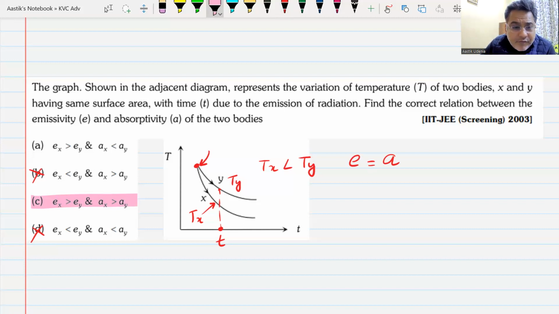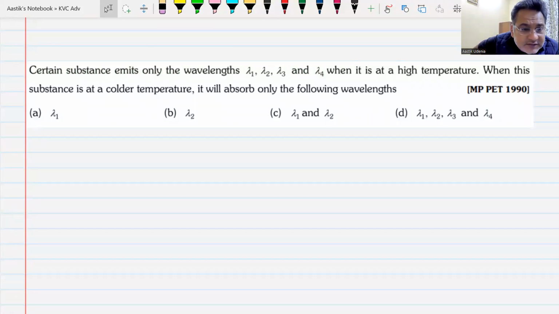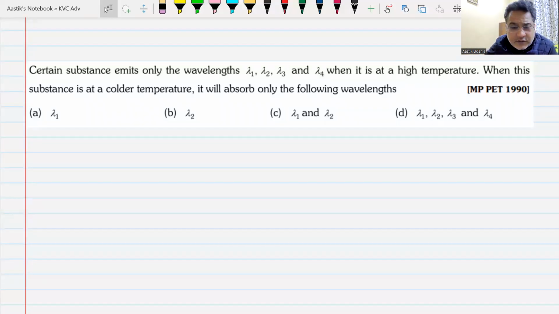Have you noted it down? Yes, sir. Then there is one more question coming for you. A certain substance emits only wavelengths lambda 1, lambda 2, lambda 3 and lambda 4 when it is at a high temperature. When it is at a colder temperature, it will absorb which of the wavelengths? I'll give you 2 minutes to think on this. It is definitely option D. Whatever it emits, it must absorb the same thing. That is what Kirchhoff's law says. So the correct option has to be option D. Do we understand this? Yes.